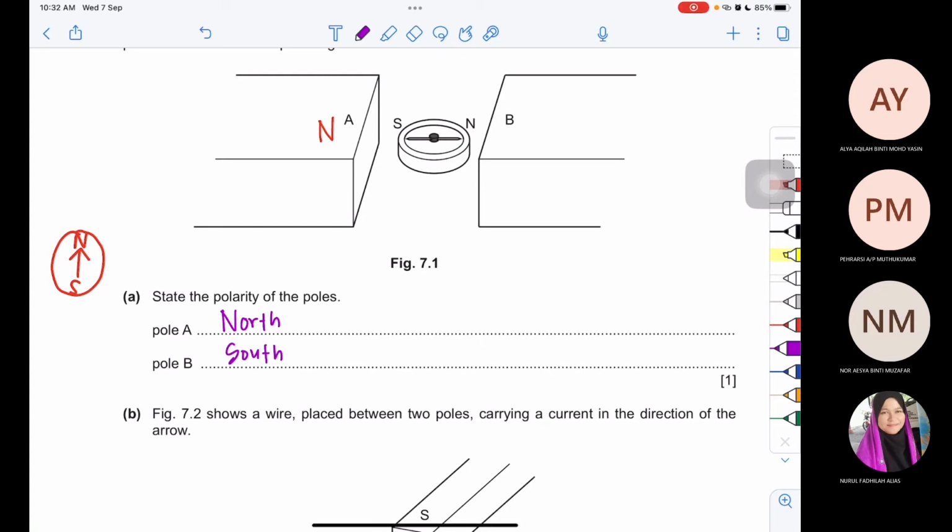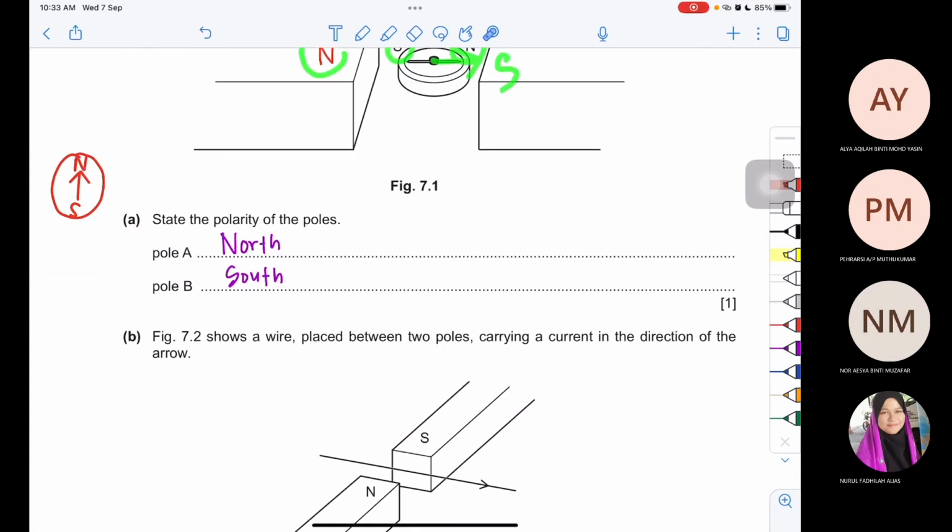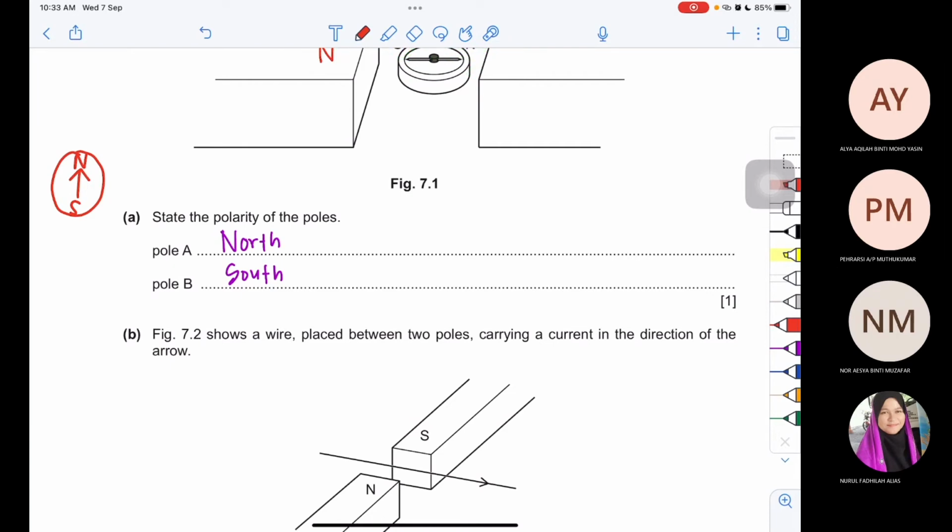Students should not make a mistake. Usually students will err when they think this is north, so this is also north. That is wrong. The compass needle is attracted: this north end points here because it is attracted to south here, and this south end is attracted to north here. Okay, so that's easy. 1 mark only. If you got both of these right, you only get 1 mark.